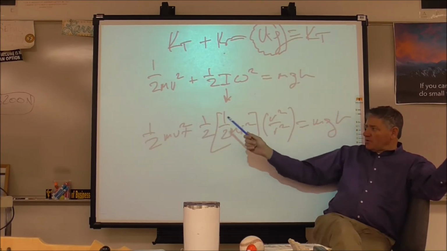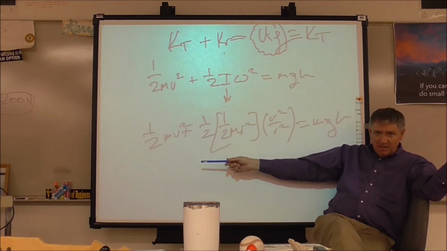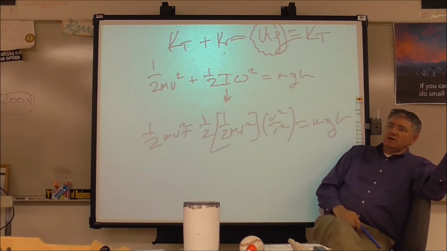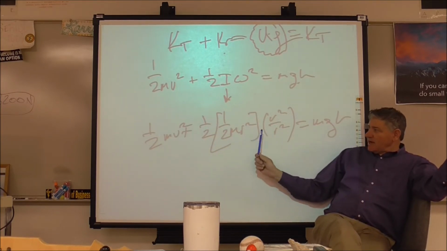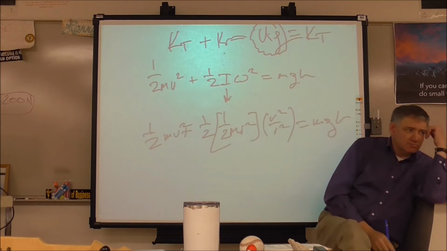It's going to have both forms. It's going to have translational kinetic energy, and it's going to have rotational kinetic energy. And these values added together here have to equal mgh.